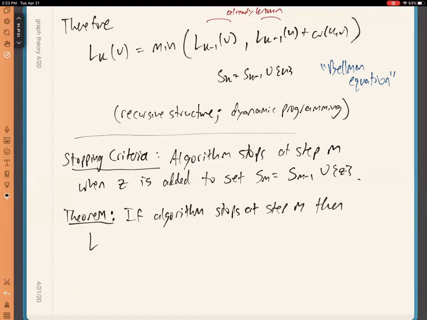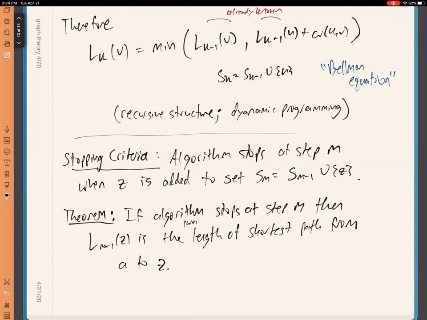then the label of Z is the length of the shortest path from A to Z. And so these labels keep track of, as you update the label, they get closer and closer to solving the problem. And when the algorithm finally stops, the label tells you the length of the shortest path from A to Z. Again, length of shortest weighted path. Right, so this is weighted.